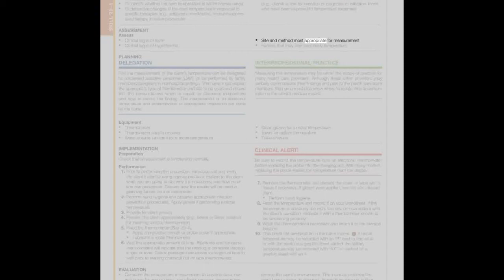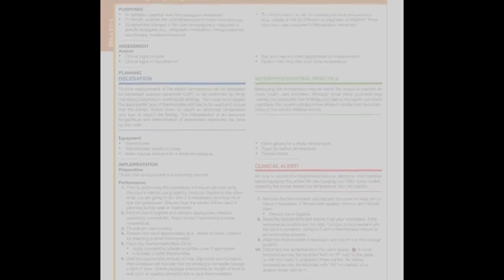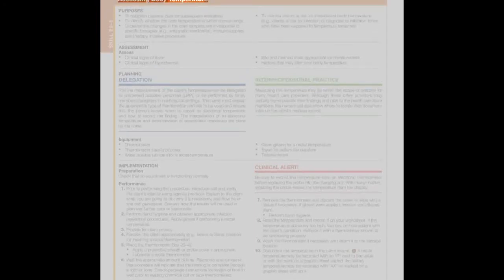Site and method most appropriate for measurement factors that may alter core body temperature. Clean gloves for a rectal temperature, towel for axillary temperature, tissues or wipes. Assessing body temperature, Skill 29-1.